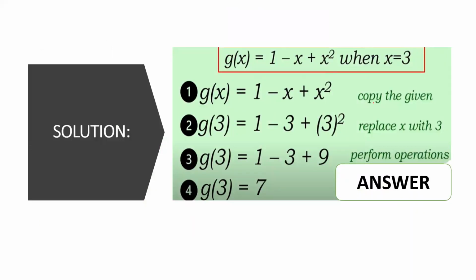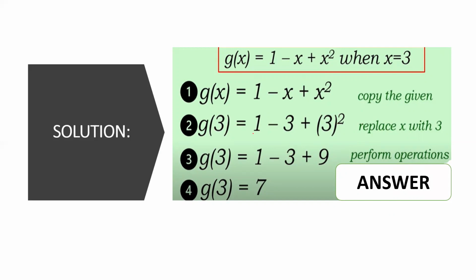First, we have to copy the given. That would give us g of x is equal to 1 minus x plus x squared. Then we have to replace x with 3, as our replacement value of x is equal to 3. Therefore, g of 3 is equal to 1 minus 3 plus 3 squared. We replace the x with 3, and then we perform operations.